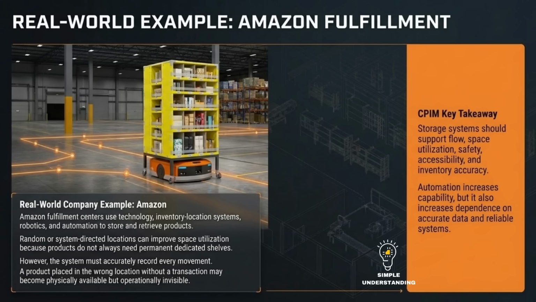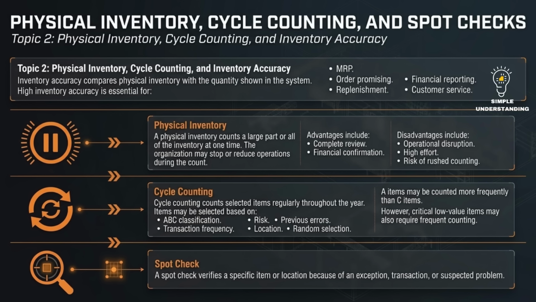CPIM key takeaway. Storage systems should support flow, space utilization, safety, accessibility, and inventory accuracy. Automation increases capability, but it also increases dependence on accurate data and reliable systems. Topic 2. Physical inventory, cycle counting, and inventory accuracy.